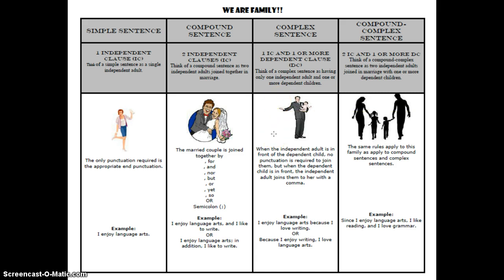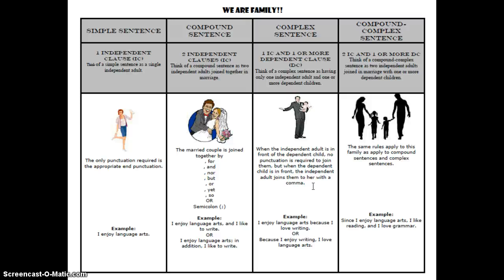Complex, as we've learned, is one independent clause and one or more dependent clauses. Unfortunately, things didn't quite work out for our happy couple. So what we're left with is Dad. But there is a dependent with him, a dependent child. So it's one independent adult and one or more dependent children. He's got his hands full. This guy's just got one, but he might have more than one. So his life is very complex.